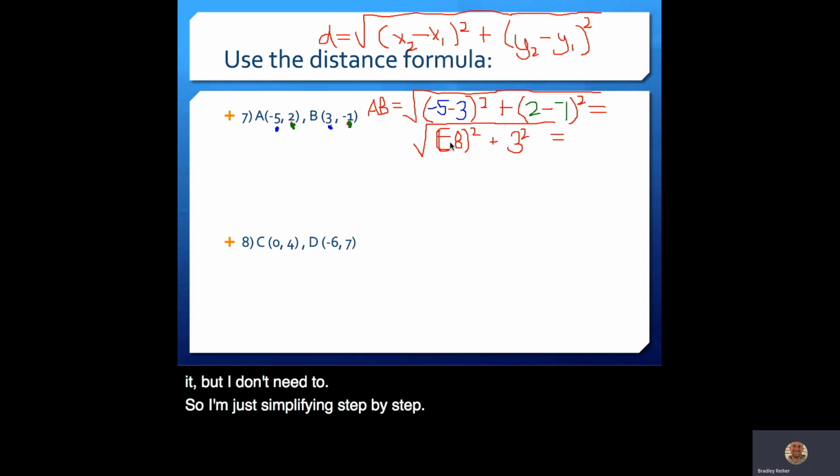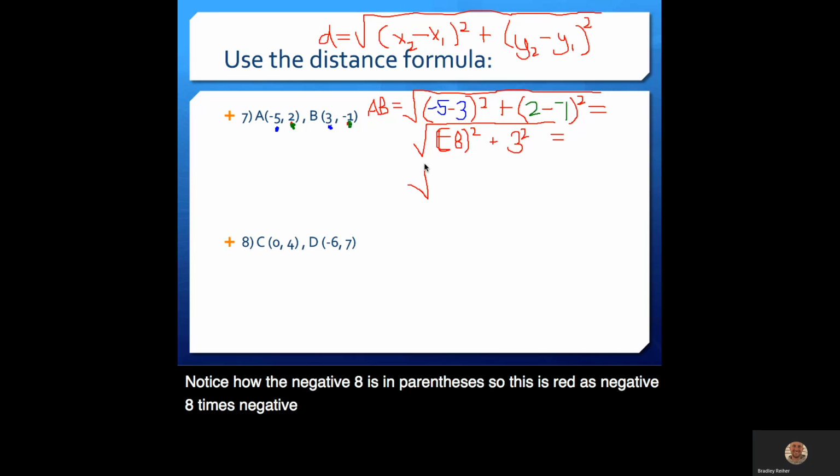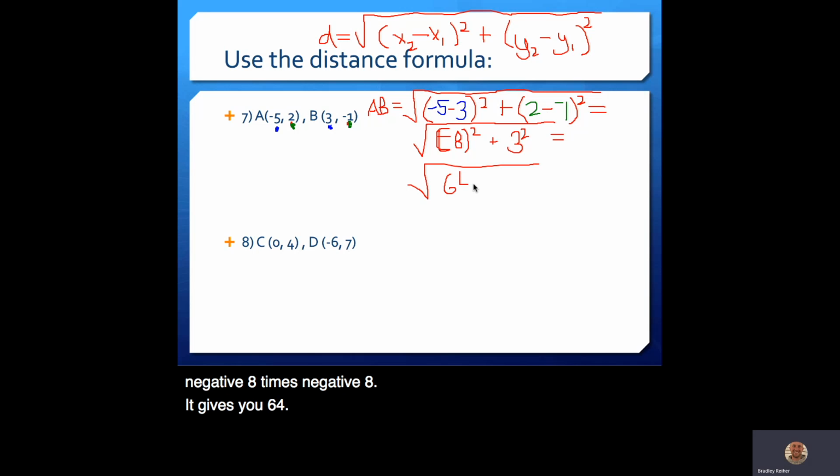What is -8 squared? Notice how the -8 is in parentheses. So this is read as -8 times -8. It gives you 64. 3 squared is 9. I think you know what 64 plus 9 is.